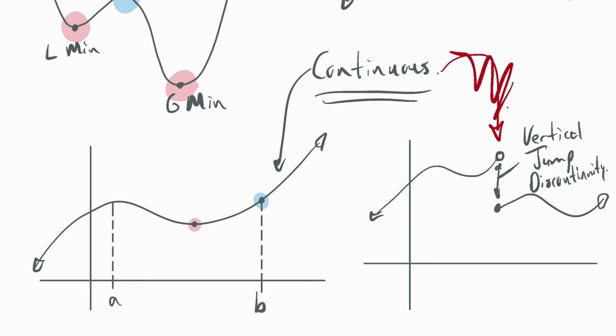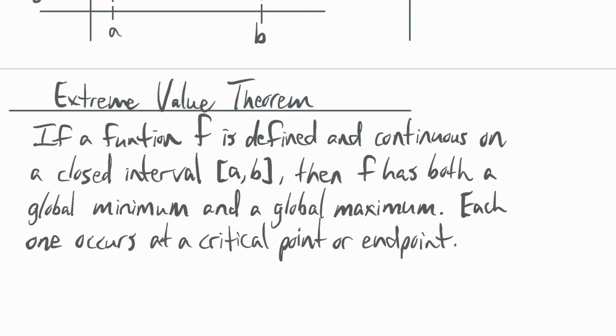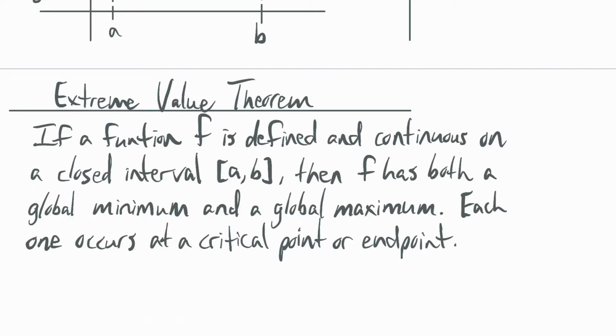We'll have continuity. So basically, to summarize what I was talking about, this thing is called the extreme value theorem. It says if a function f is defined and continuous on a closed interval from A to B, then f has both a global minimum and a global maximum.